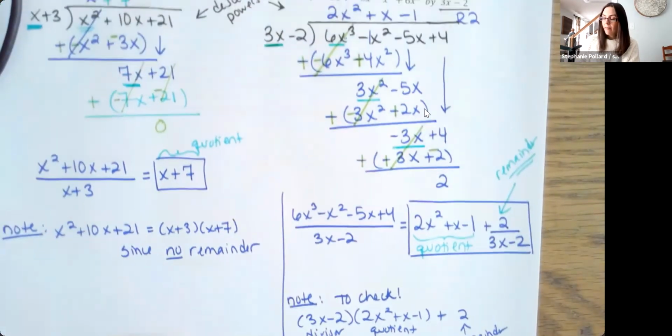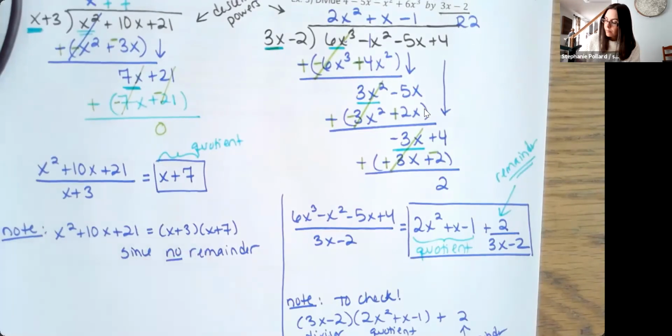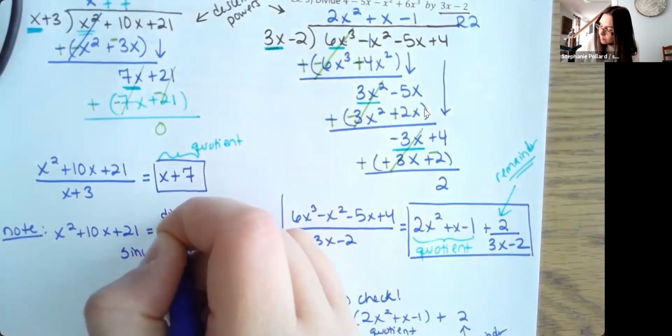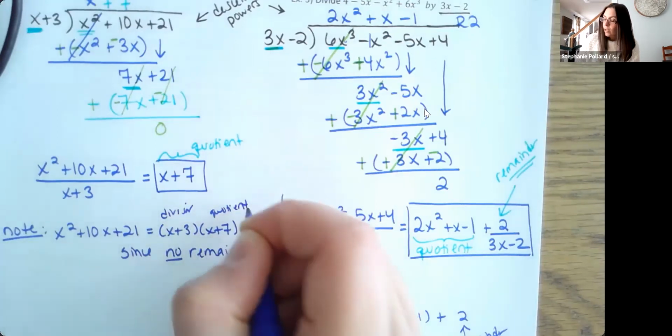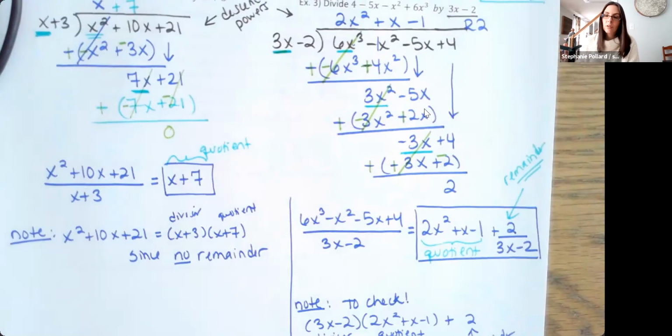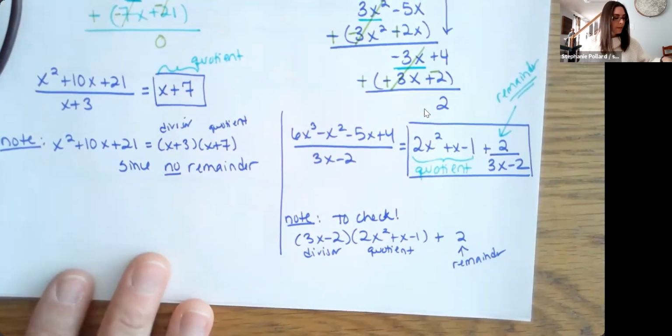Here, you still have the divisor and the quotient. And the reason that you're not adding anything is because there is no remainder. So you don't need to put +0 there. But that's how you can check your work as well.